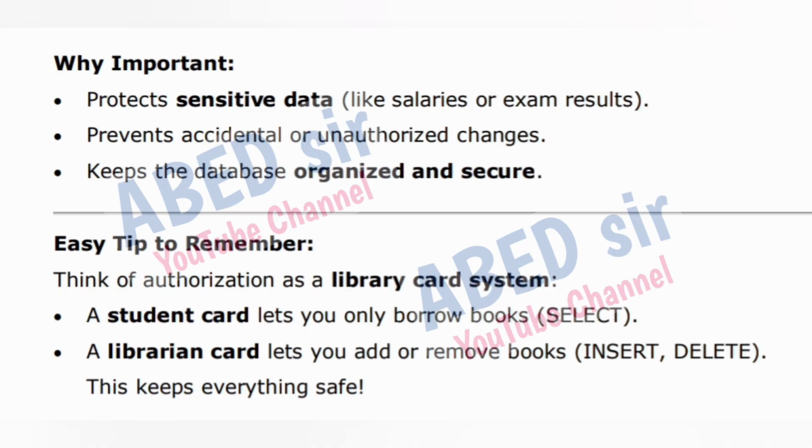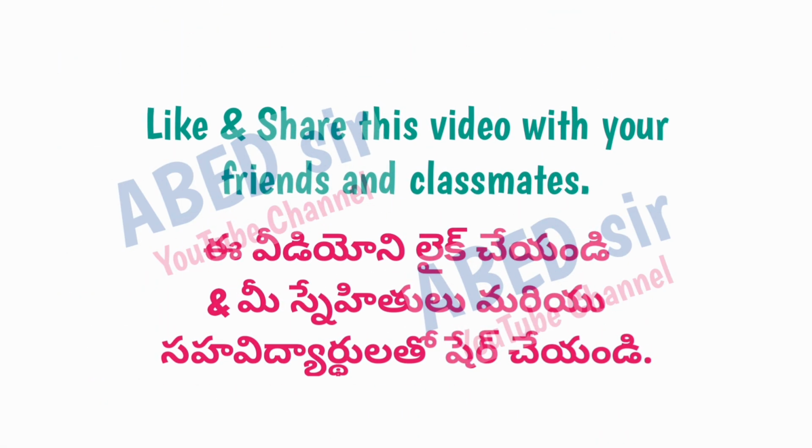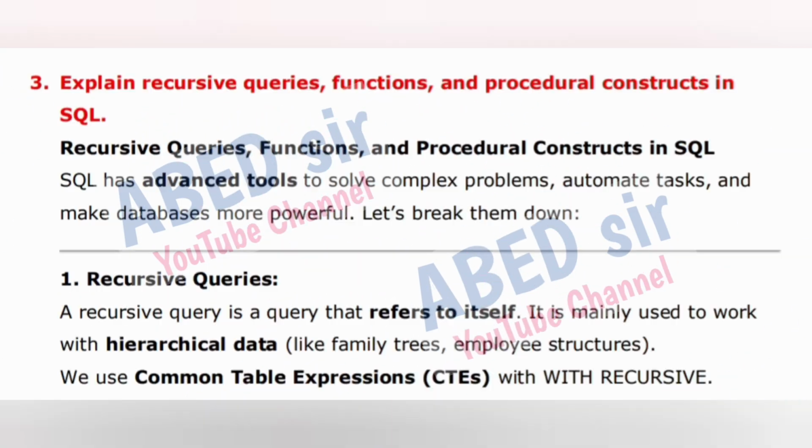Easy tip to remember. Think of authorization as a library card system. A student card lets you only borrow books, select. A librarian card lets you add or remove books, insert, delete. This keeps everything safe. Next important long question is: 3. Explain recursive queries, functions, and procedural constructs in SQL.